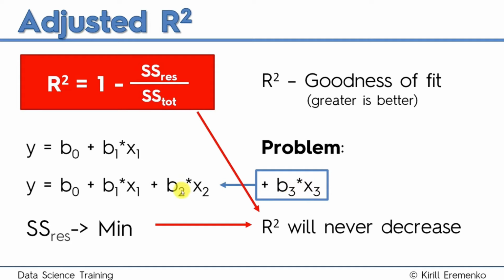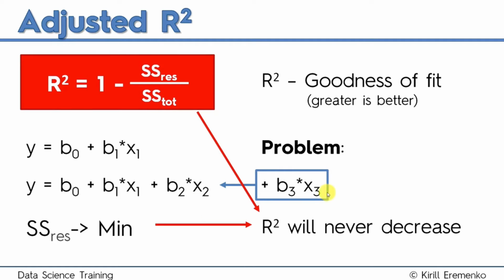So by adding a new variable, the regression process will definitely try to minimize this value, make it even smaller than it is currently. That way, this whole part will decrease and this whole part will increase. So your r squared will increase.